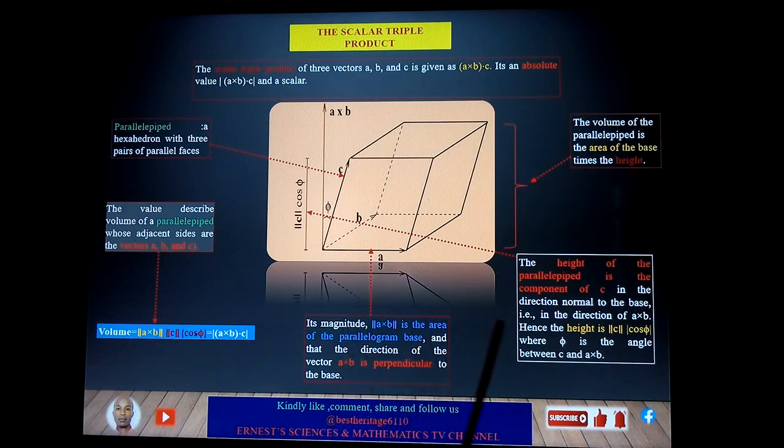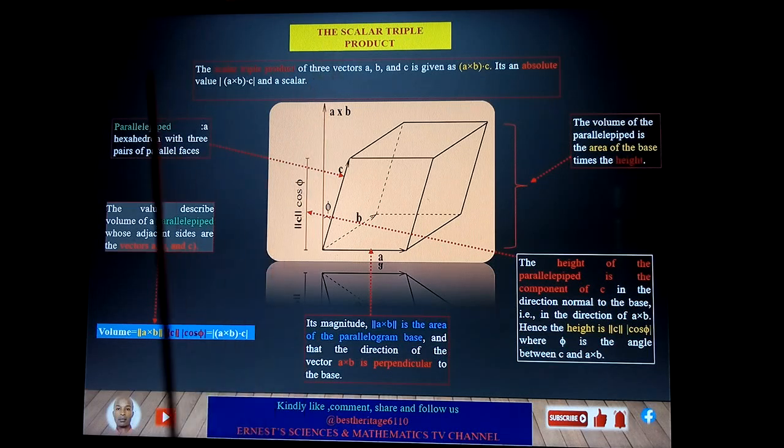So therefore, we are going to see that the height of the parallelepiped is the component of C that has been given as the magnitude of C times the cosine of phi, and the area of the base that we have seen is going to be given as this one, and therefore those are going to combine to form the volume of this parallelepiped.